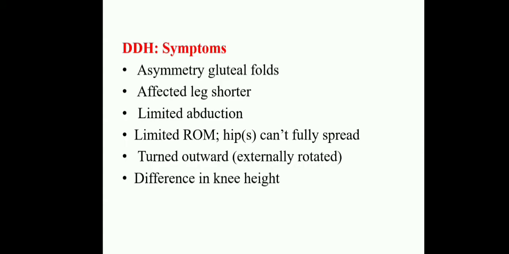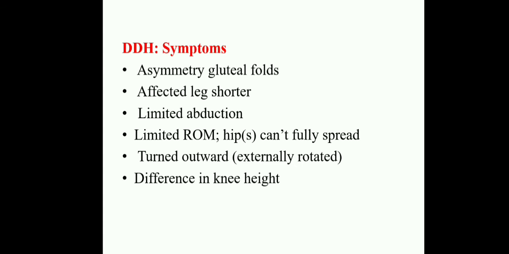Okay, what are the symptoms in developmental dysplasia of the hip? There are asymmetric gluteal folds. When we observe the gluteal region, it is not symmetrical. Sometimes one shoulder is also affected. Ball and socket joint, shoulder joint and then hip joint, no? Here the legs are affected, and sometimes the affected leg is shorter. The child is suffering, one leg is short compared to the other leg, and there is limited abduction and limited ROM, range of motion.